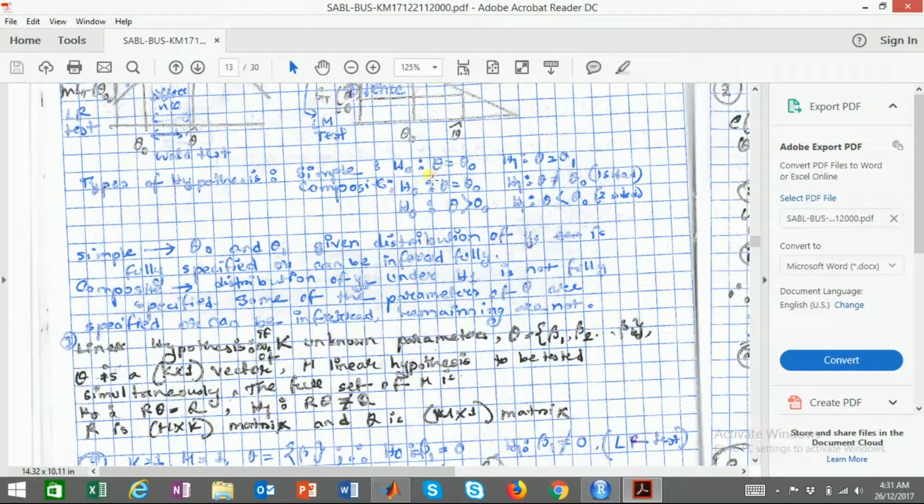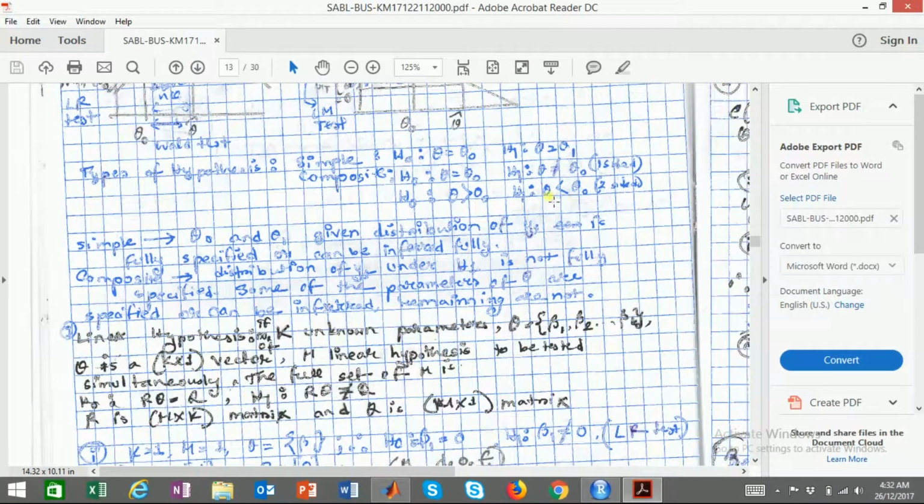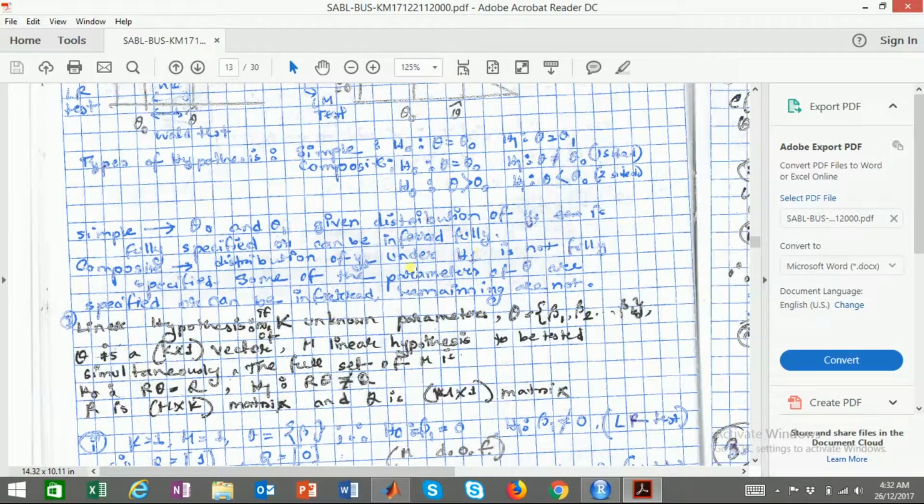So in a simple hypothesis, the distribution is fully specified under both null and alternative. In a composite hypothesis, the distribution of y is not inferred fully. That's why it's called a composite hypothesis. The distribution of y under the null is not fully specified. Some of the parameters of theta are specified or can be inferred, the remaining are not.